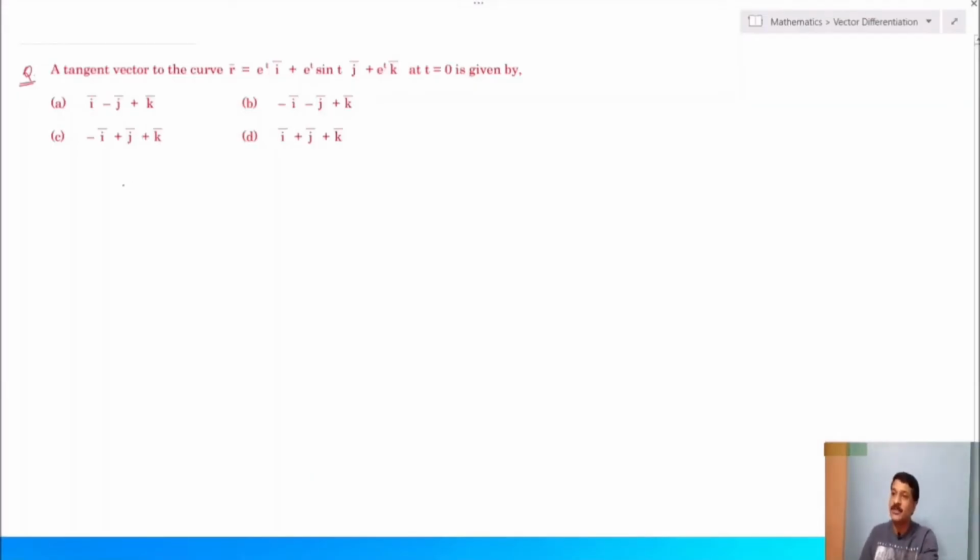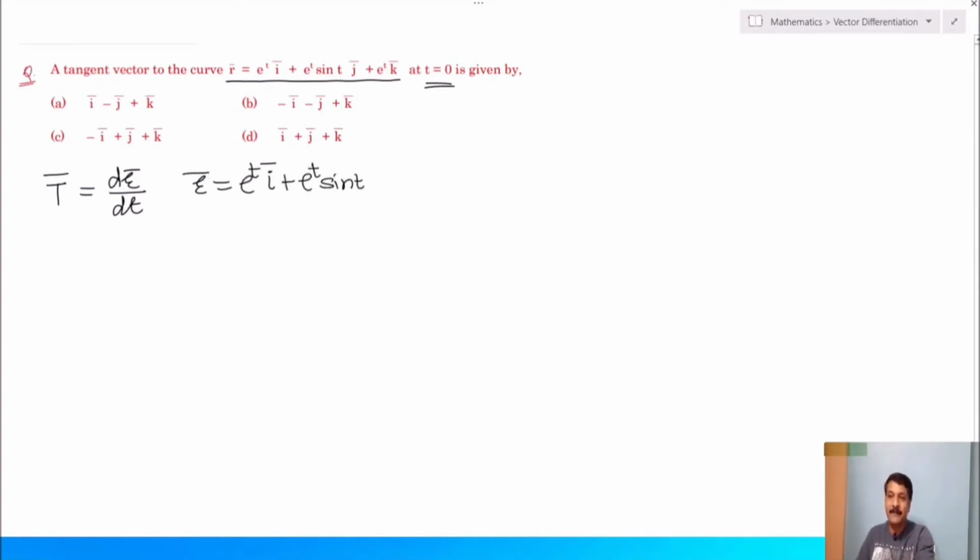Now consider one MCQ on this vector differential calculus. Find the tangent vector to the given curve r at t equal to 0. Before that, we should know what the tangent vector is. The tangent vector to the curve, we know, is dr by dt. If I denote it as T bar, then T bar equals dr by dt. And r is given here: e raised to t i plus e raised to t sin t j plus e raised to t k. So what is dr by dt?